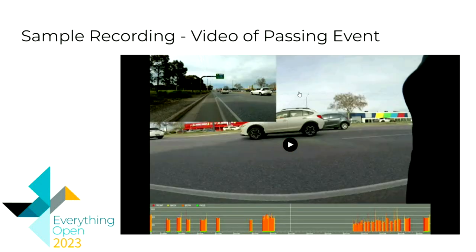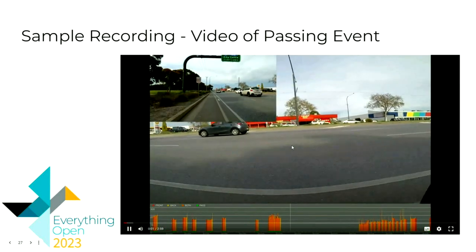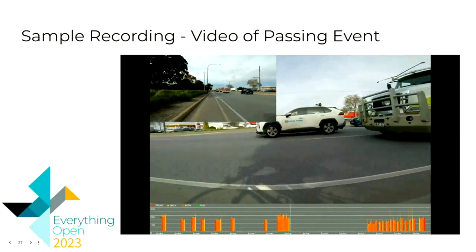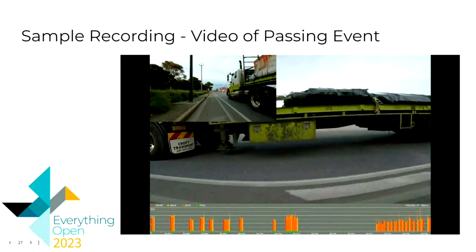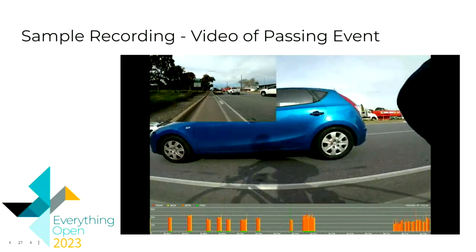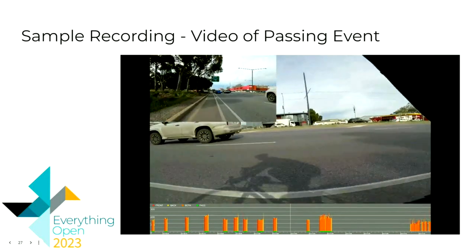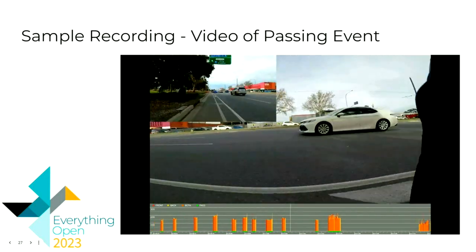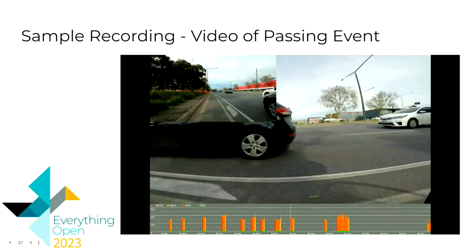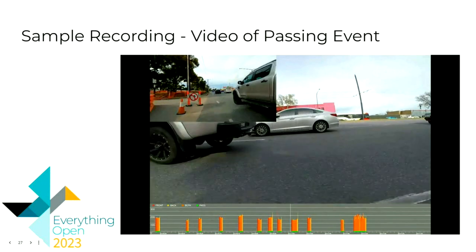This will take up longer than I have talked. This is a sample of a passing event. One of the compromises we had to make during the design of the device was to not include cameras, because we would need a higher level device with UVC video capability to have the cameras on. So this is a synthetic video with the device logging distance and the rider having cameras on the side, and then it's stitched together in post to demonstrate what it looks like.